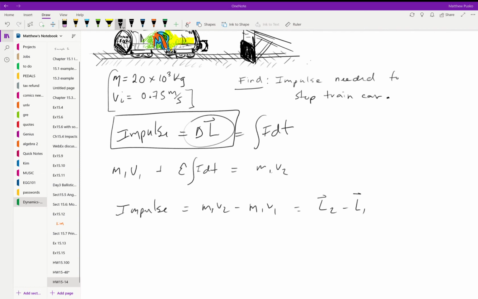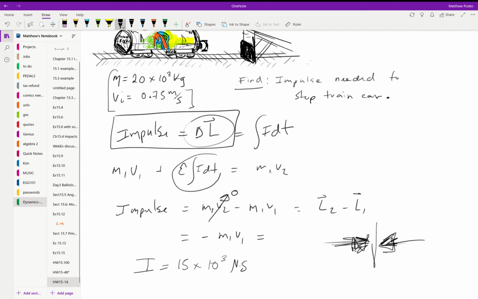And its final velocity is 0. So the impulse is going to be a negative m1 v1. It's going to be applied in the opposite direction of its initial momentum. It was initially moving to the right, so an impulse is going to have to be applied to the left, of equal magnitude, to stop it. And I get an impulse equal to 15 times 10 to the third Newton seconds.